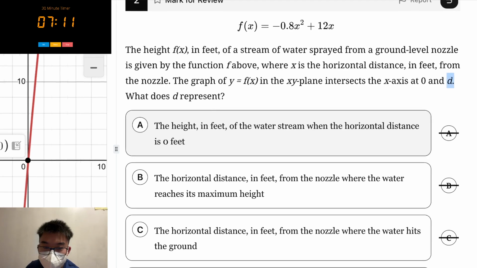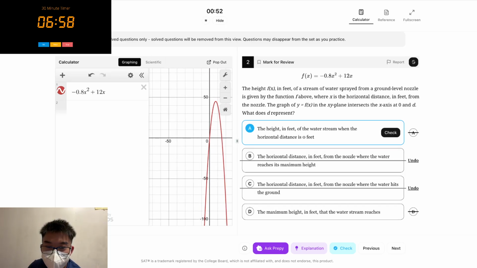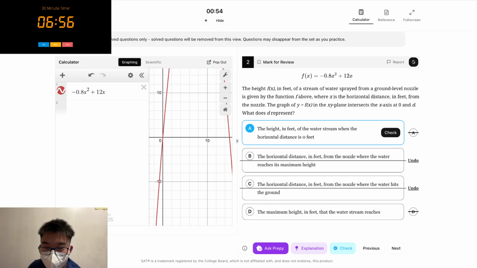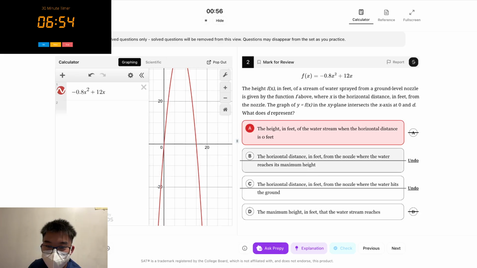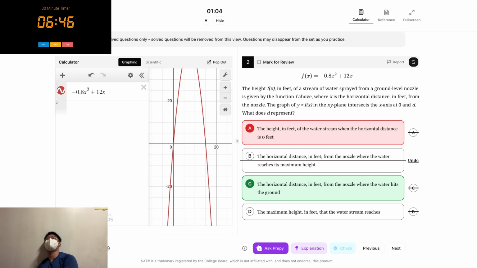So yeah, 0 feet. This one looks already wrong. This one talks about the maximum height. This one talks about hitting the ground. It's not wrong. Yeah, it's wrong because you can hit the ground at one. Oh shoot, there's two. Okay, there's two intervals for this one.